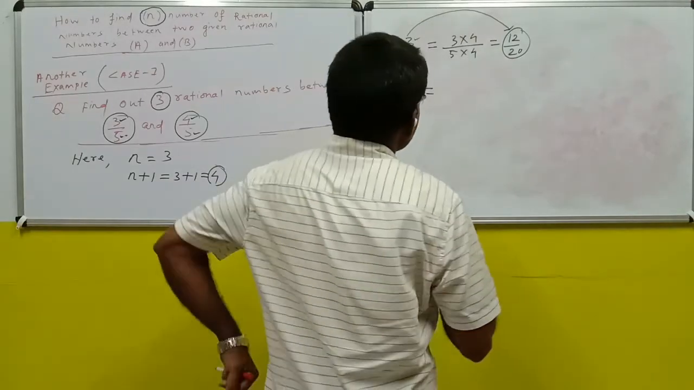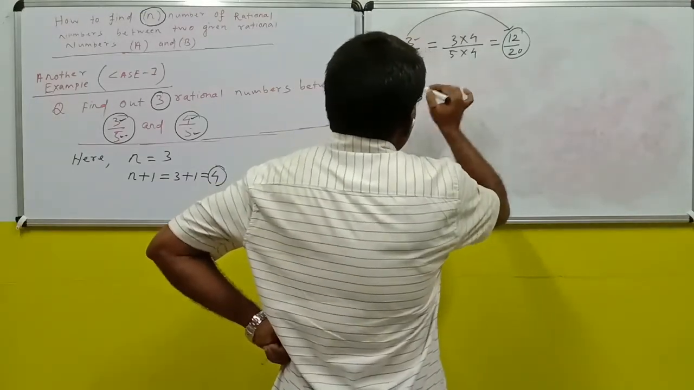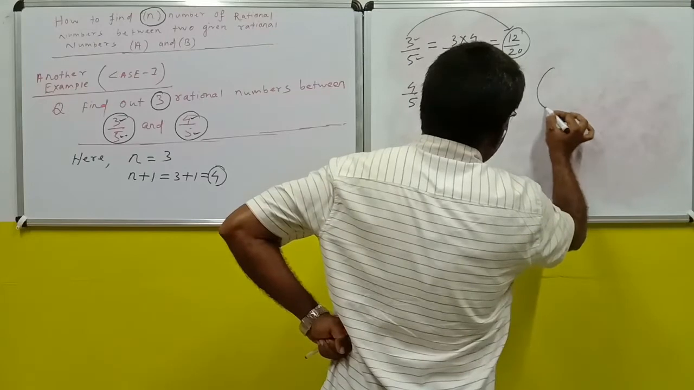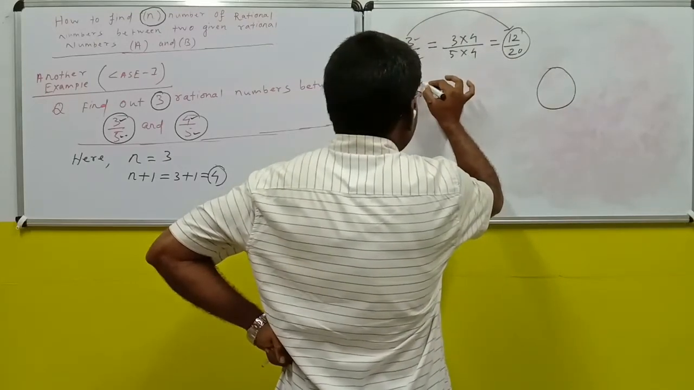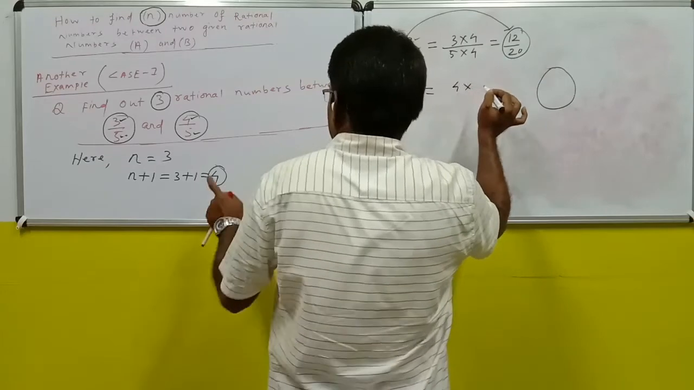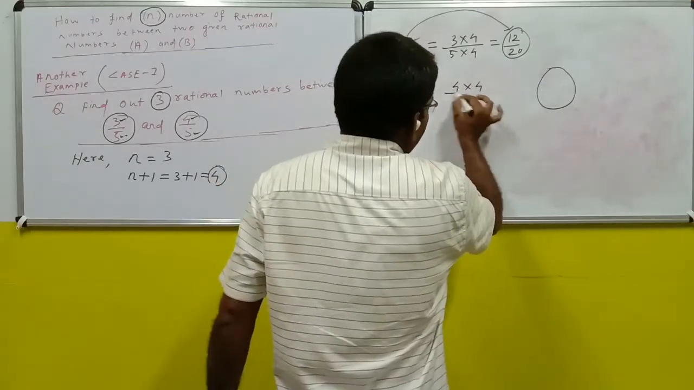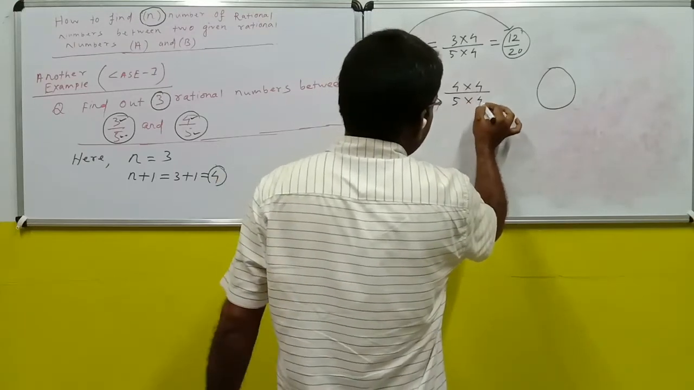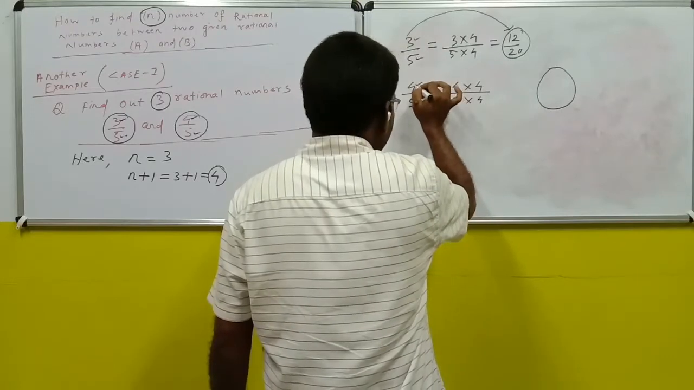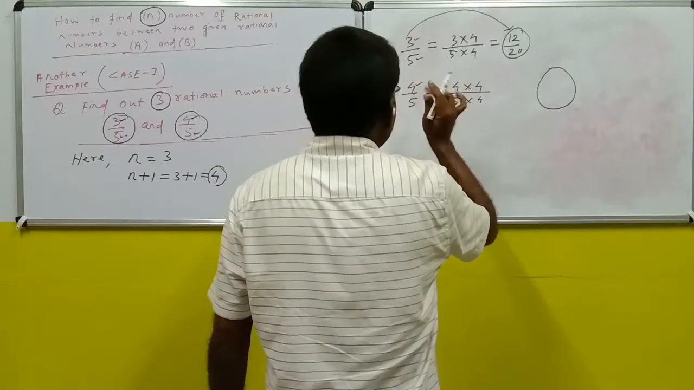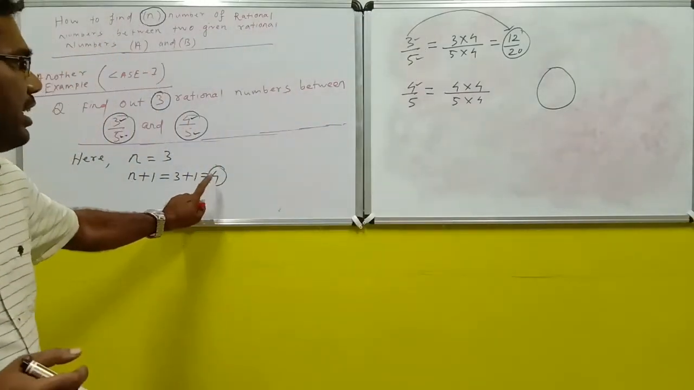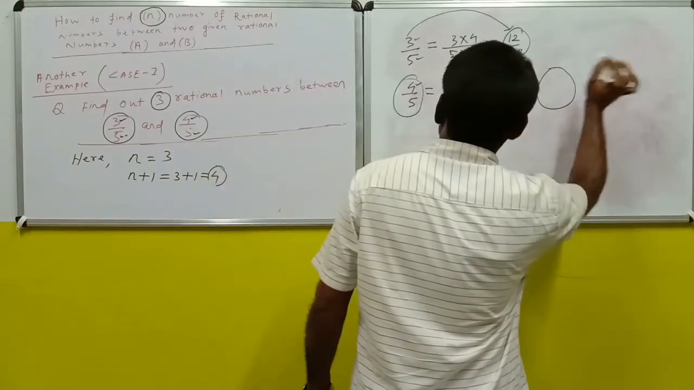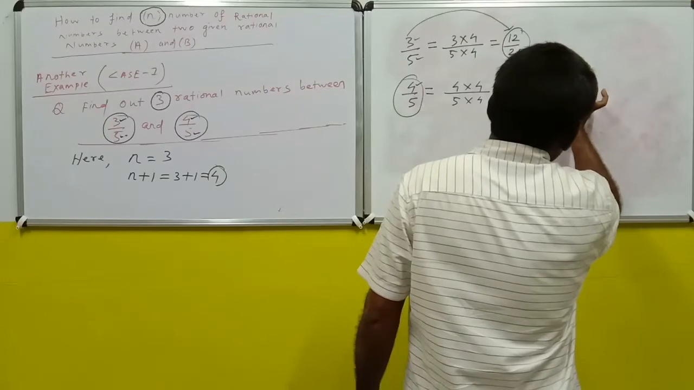Similarly, to find the respective rational number of 4/5, you have to simply multiply 4 by this number, that is 4, and also multiply 5 by 4. It means the numerator and the denominator both will be multiplied by 4 in order to change 4/5 into its respective rational number. That will be 16/20.